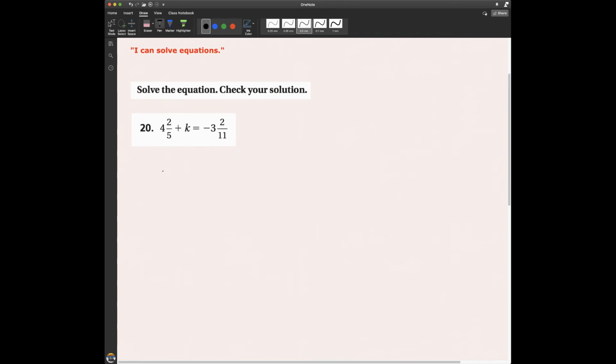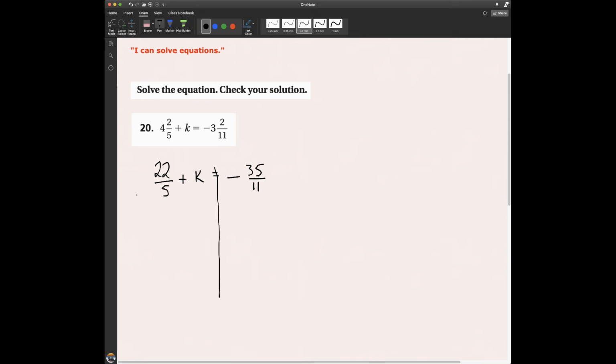So I'm going to write this problem down, but I am going to turn these mixed numbers into improper fractions. So 5 times 4 is 20. 20 plus 2 is 22 over 5. That's the same as 4 2/5 plus k equals negative 11 times 3 is 33. 33 plus 2 is 35 over 11. All right. Let me draw my line.